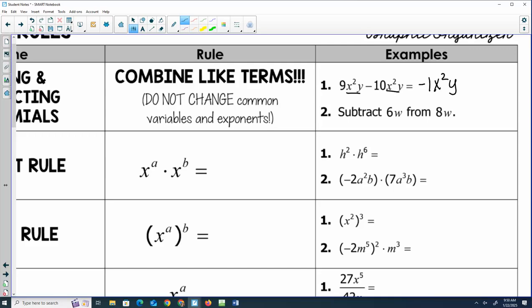All right, if I say subtract 6w from 8w, so we're subtracting from, so the 8w is first, minus 6w. And what would that give me? 2w.